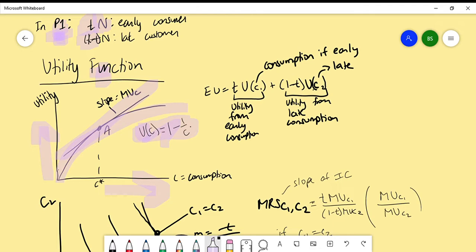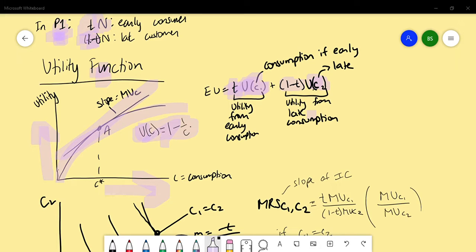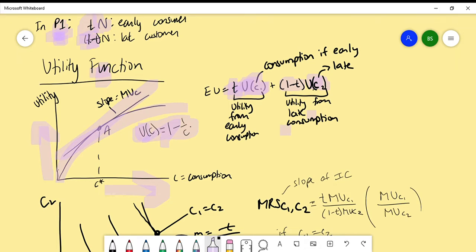So we have an expected utility. What is the expected utility that a random consumer will get? They get the utility from consumption in period 1 with a probability of t, and they get the utility from consumption 2 with a probability of 1 minus t. It is 1 minus t, I messed it up here. So they would get C1 if they consume early, and they get C2 if they consume late.